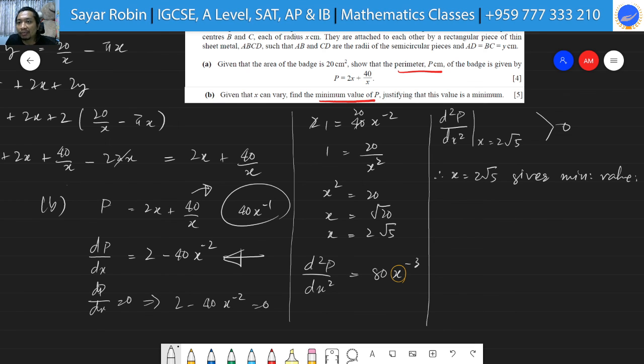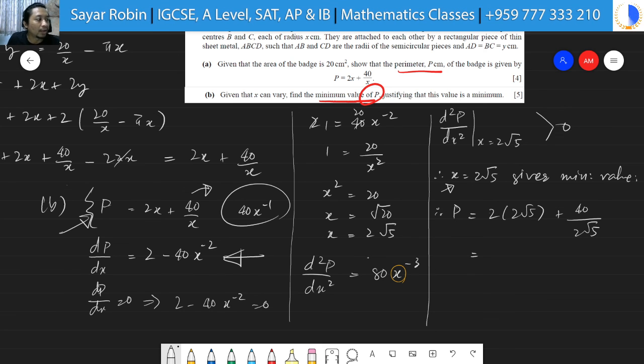Therefore, we can now write the value of P. The problem wants you to find the minimum value of P, not the value of x. Therefore, you should not have stopped at this point. It's not good enough to stop at x equal to 2 root 5, so we have to continue to get the value of P. The value of P is equal to 2x plus 40 over x. We're going to use this function again. So P is equal to 2 times 2 root 5 plus 40 over 2 root 5. By using a calculator, the value is going to be 8 root 5.